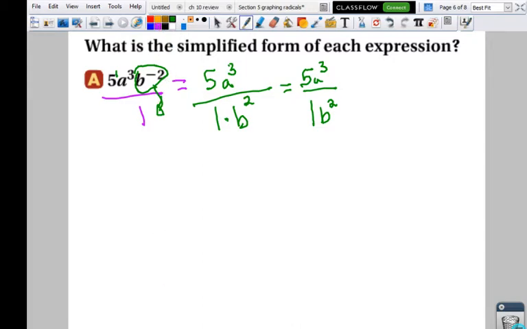That's it? Yep. No way. No, you can't say that's it. And then I have to do the actual problem. No, that's it. You're done. 5 times 5 times 5. That's a to the third, not 5 to the third.